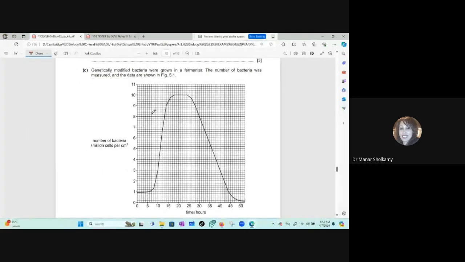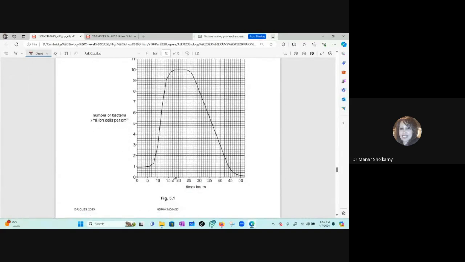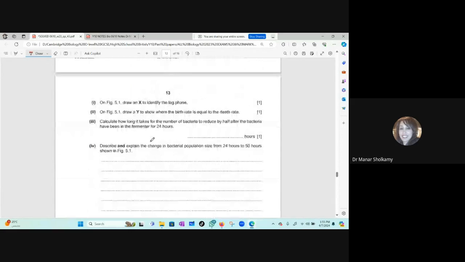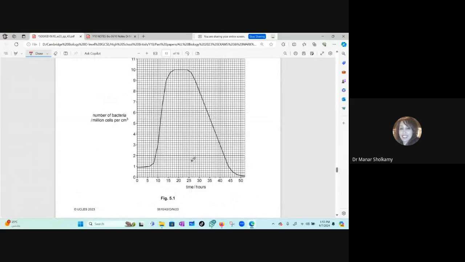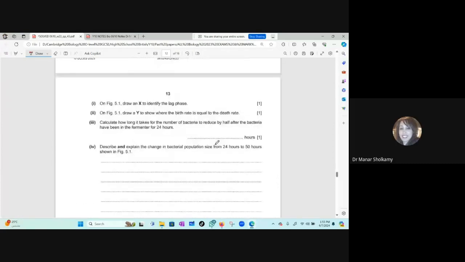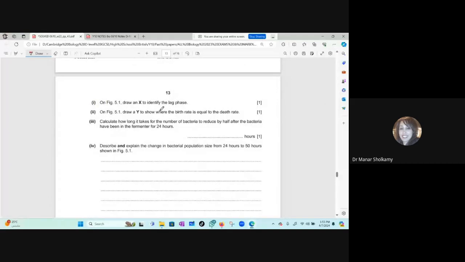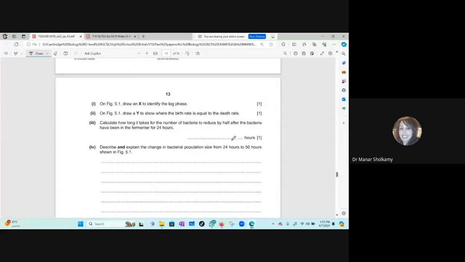Genetically modified bacteria were grown in a fermenter. The number of bacteria was measured and the data are shown. Now, this is the popular graph that we took in 2 lessons in ecology and I think in genetic engineering. The number of bacteria here is in millions per centimeter cubed, against time. On figure 5.1, draw an X to identify the lag phase. So where is the lag phase? The beginning, A, B, or C here? Where is the lag phase? A. Yes, A is the lag phase. Okay, now what else? On figure 5.1, draw a Y to show where the birth rate is equal to the death rate. Is it A or B or C?